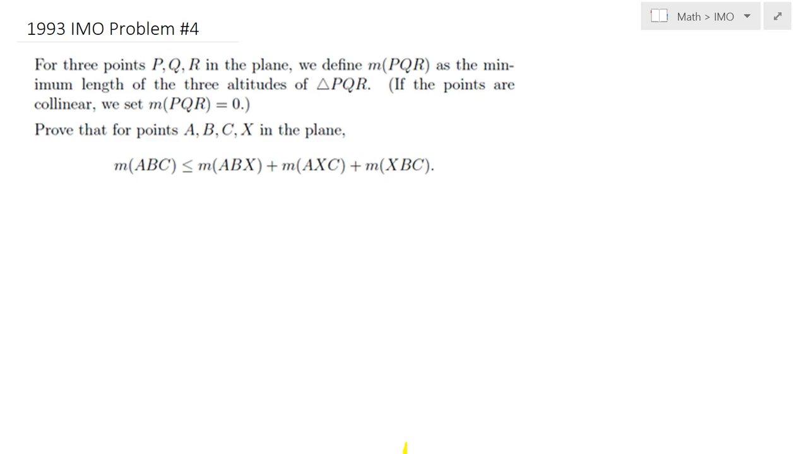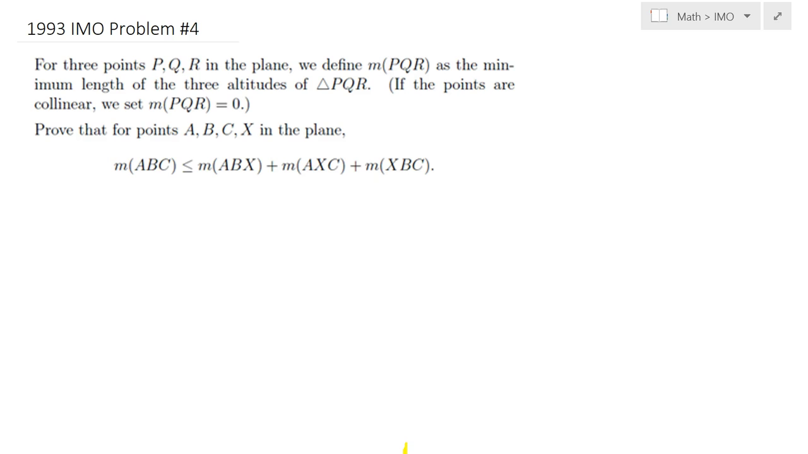Hello everybody, in this lecture we will be solving 1993 IMO problem number 4. Here is a view of this problem. For 3 points P, Q, R in the plane, we define M of PQR as the shortest altitude of triangle PQR, and if the points are collinear, making a degenerate triangle, then the shortest altitude obviously would be 0. Prove that for the points A, B, C, and X in the plane, the following inequality holds.